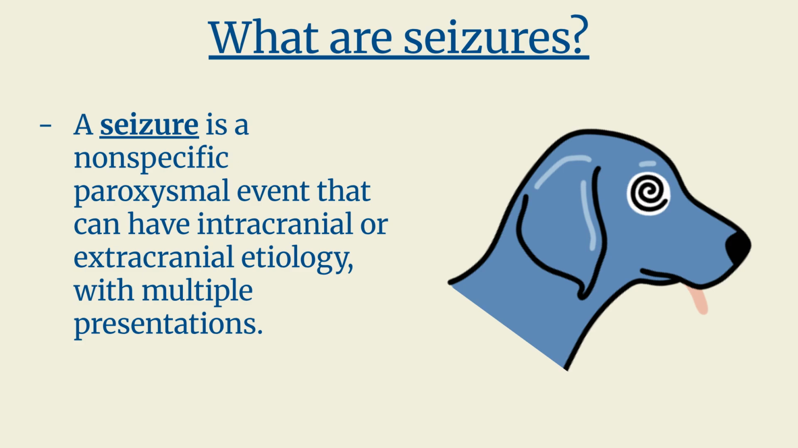So, what exactly is a seizure? A seizure is defined as a non-specific paroxysmal event that can have an intracranial or extracranial etiology with multiple presentations. While this does define exactly what a seizure is, I find this definition incredibly vague and not very satisfying, so hopefully over the next few slides we can gain a better understanding of what exactly is causing seizures.